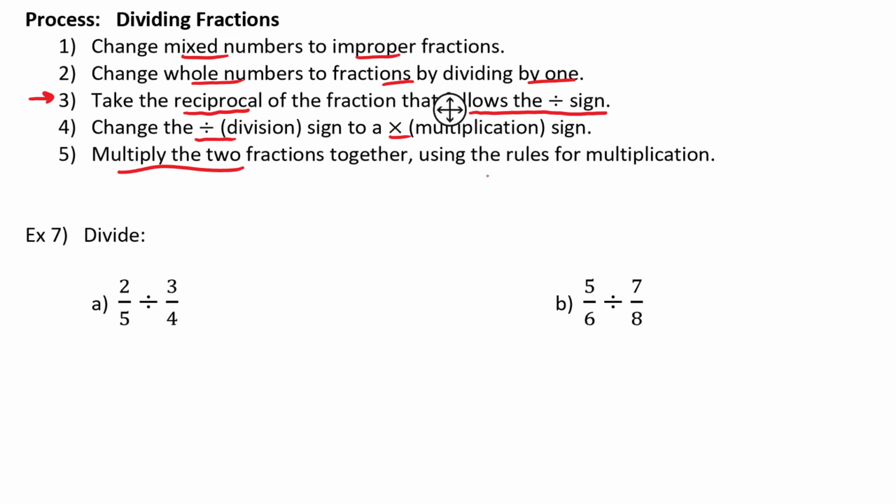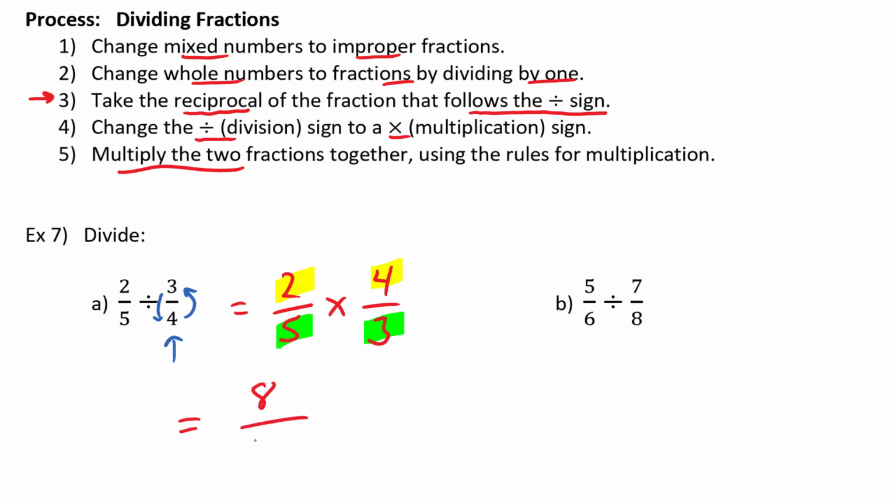Let's try 7a right now. So here, this is the value following the division sign. So we're going to take the reciprocal of that. This then becomes 2 over 5 times 4 over 3. We then multiply the numerators, and we multiply the denominators. 2 times 4 is 8. 5 times 3 is 15. Final answer. Cannot be simplified down any further. Let's try the next one.